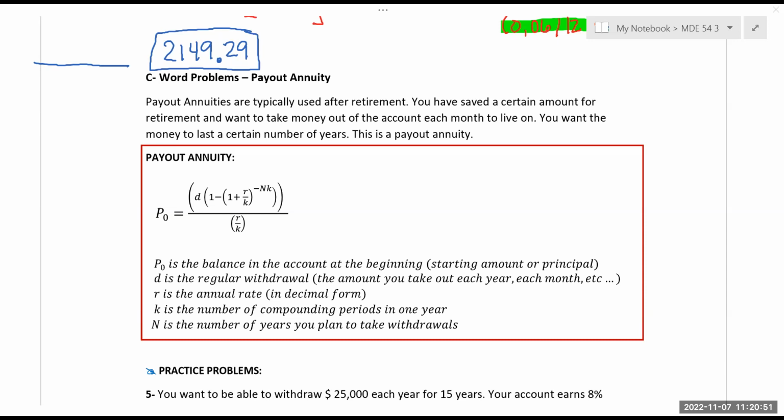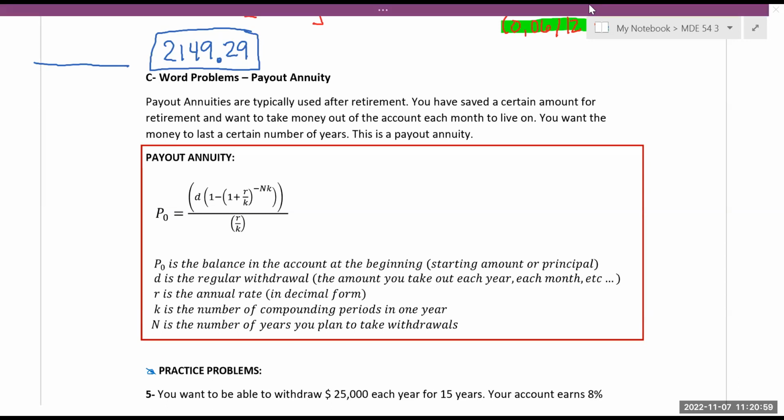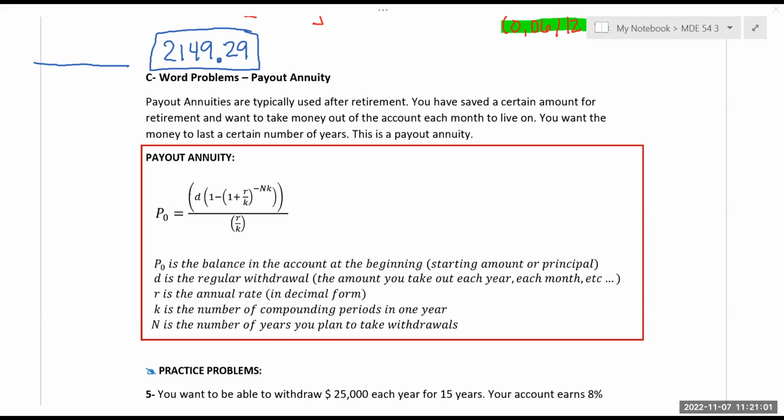You might put it in an account and take money out to live on. So again, a really common one would be a retirement account, where you now realize you have a certain amount and you want to figure out, well, what could I take out every month, or how is this going to work? So P0 is the balance at the beginning. It's the starting amount that you're going to deplete. So maybe you saved 800,000 for retirement. That's your P0 that you're going to deplete down.